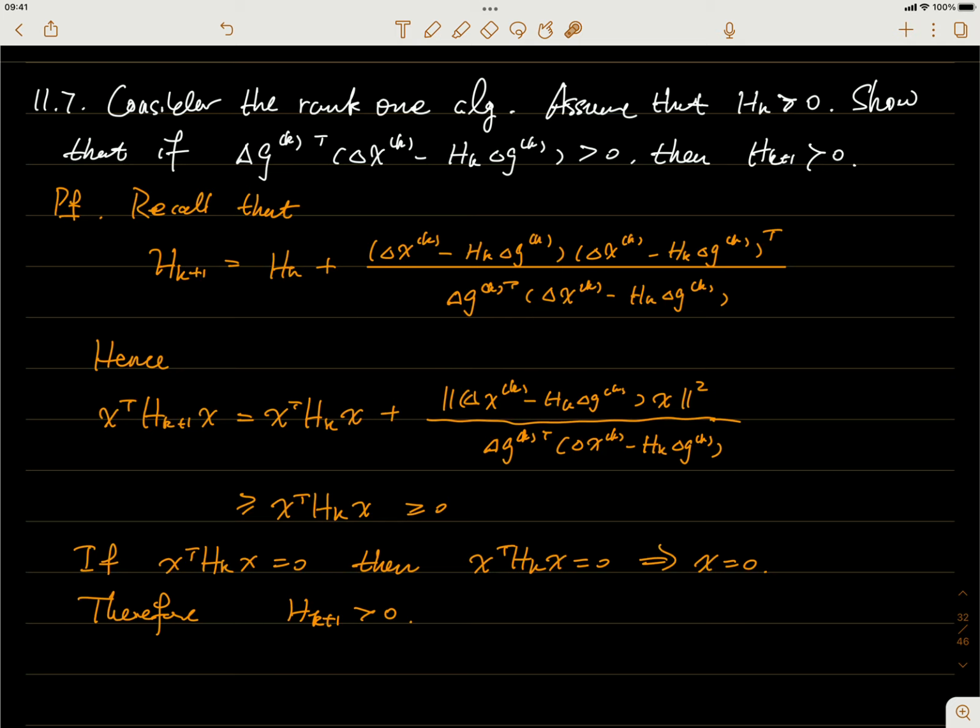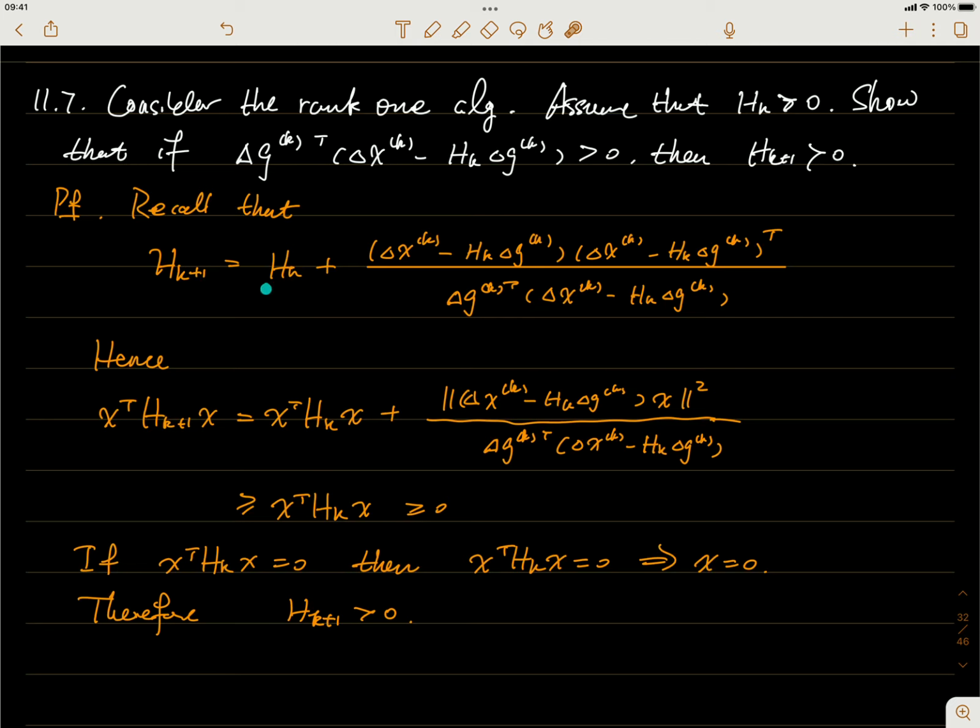Okay, problem 11.7. Now let's consider the rank 1 update algorithm and assume that H naught is positive definite. We want to show that this must be positive. We want to show that if this is positive, then the H_{k+1} must be positive definite. Okay, so recall the rank 1 update formula, which is this.